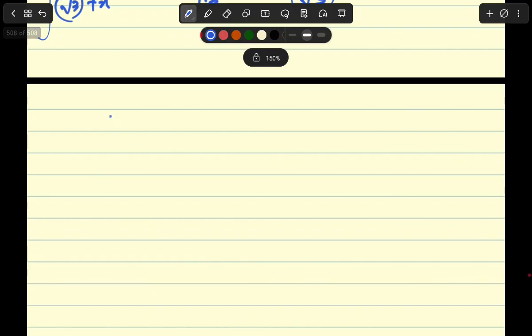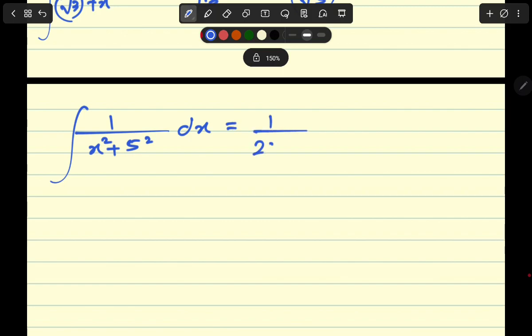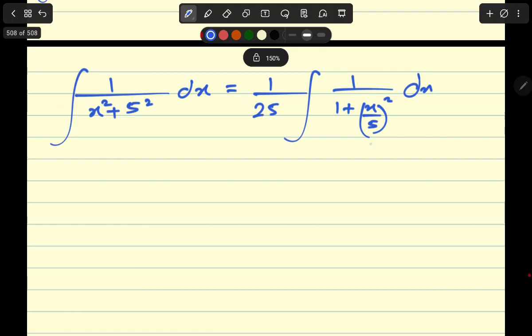Now, if you had to evaluate 1 upon x squared plus 25, so 25 may be rewritten as 5 squared, right? And you have to integrate it with respect to x. So first of all, what I can do is factor out the 25. So this is going to become 1 upon 25 times 1 upon 1 plus (x upon 5) whole squared, right? I hope that makes sense. Now we are integrating it. So whenever we had a constant here, we derived it for a constant 1. So now this is nothing but 1 upon 25.